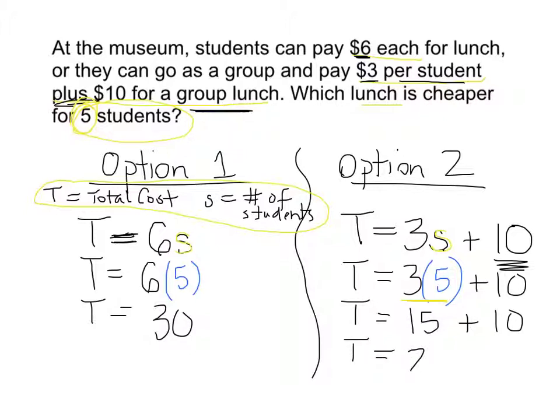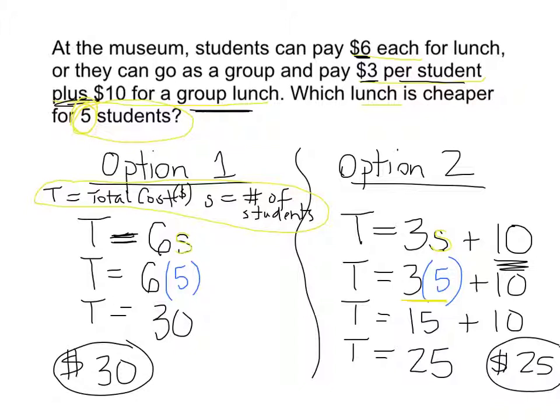And then the total cost would be $25. Good. Excellent. Okay, and we should have said that this is in dollars. So for option 1, if they decide to go with the individual rate, the total would be $30. And for option 2, the total would be $25. So if they had only 5 students, which option should they go with? Option 2. Right, it's cheaper. Good.